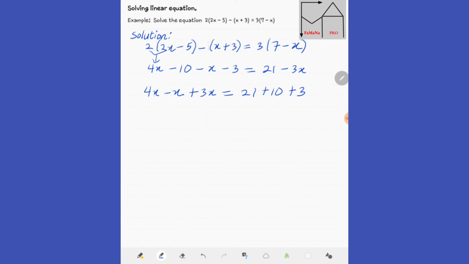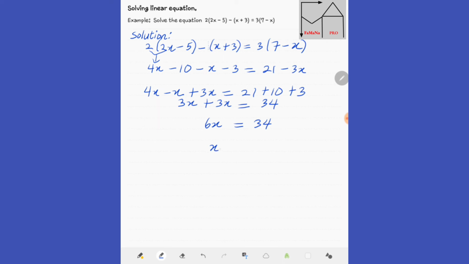So 4x minus x plus 3x. What's 4x minus x? That's 3x. Then plus another 3x will be 21 plus 10 plus 3. 21 plus 10 will give us what? 31. 31 plus 3 will give us 34. So we are going to have 6x, because 3x plus 3x gives 6x, equals 34.